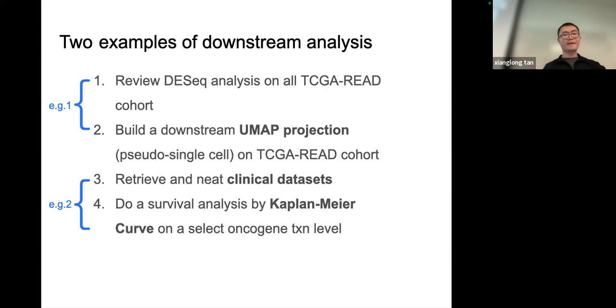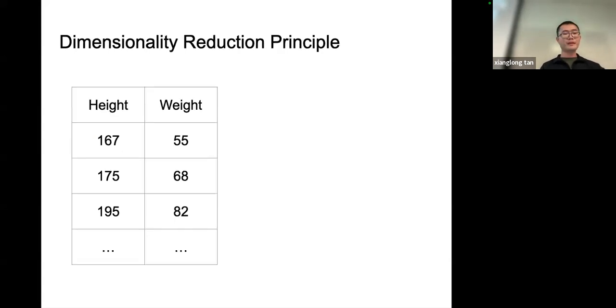Okay. So let's go into the first example. The first example will be performing the UMAP analysis, which belongs to the dimensionality reduction algorithms. Some of you may have already heard this term UMAP, or its full name, Uniform Manifold Approximation and Projection. And the principle belongs to dimensionality reduction algorithms. I can give you an example like this.